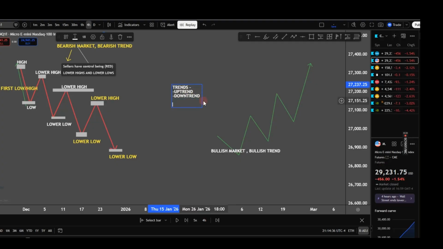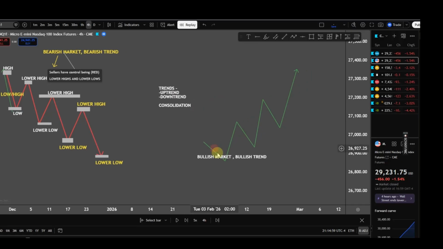And then also a big thing you need to learn is consolidation. And then you're probably wondering, what is consolidation? Consolidation is, wait, I'll show you in a minute. Let me finish this uptrend.